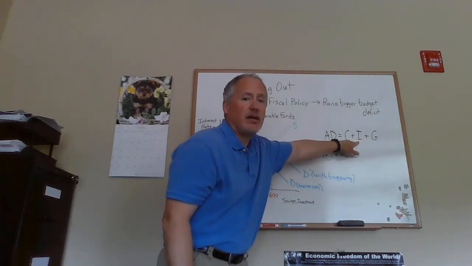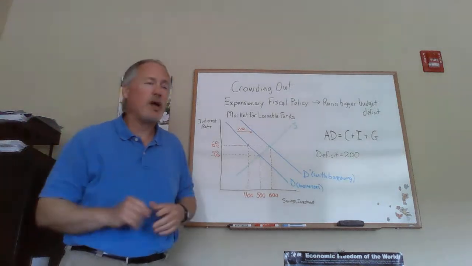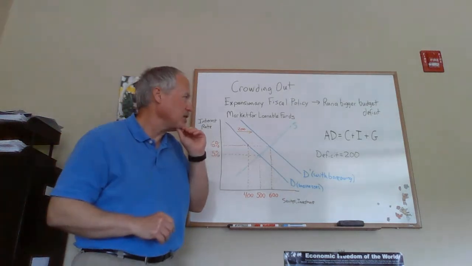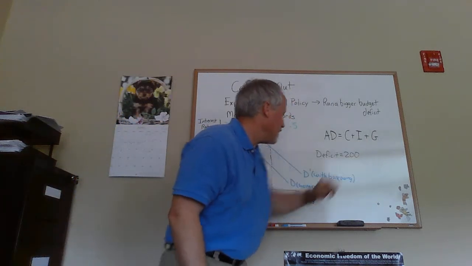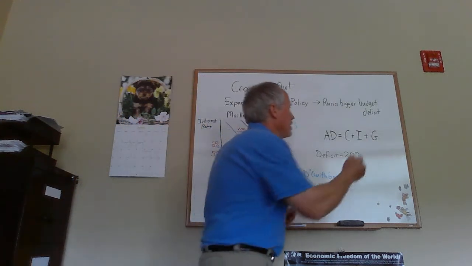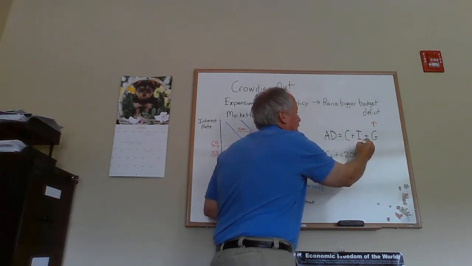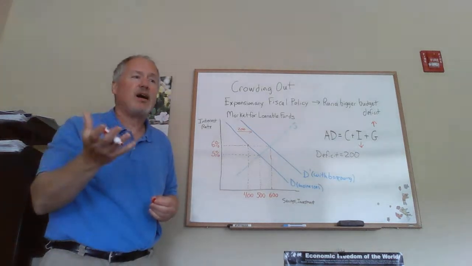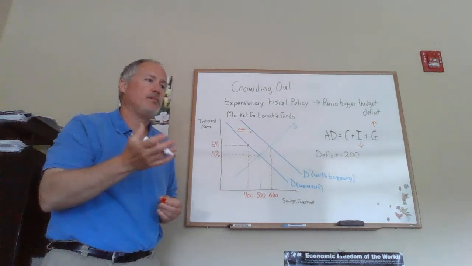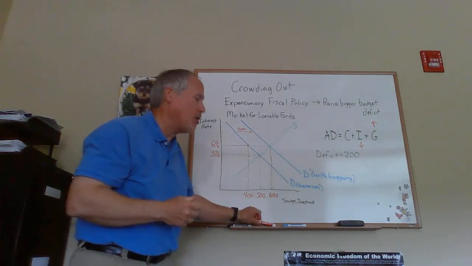That's the I component of aggregate demand, C plus I plus G. Remember, there's also NX in there, but we're just focusing on these components that are going to be affected by fiscal policy. So we have an increase in government spending that's driving the budget deficit, but we see that business investment, because of the higher interest rate, will fall. That's what we call the crowding out element of this.